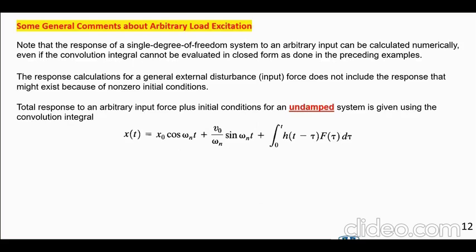Now, the response calculation for general external loading does not include response that might exist because of non-zero initial conditions. What this means is that when we wrote this as the solution, our particular solution, the assumption is that initial conditions are zero. So the initial position is zero, initial derivative is zero. If that is not the case, then you have to add to that the solution to the homogeneous part.